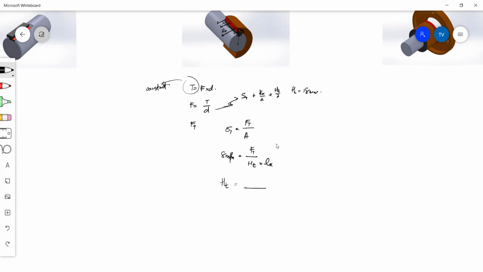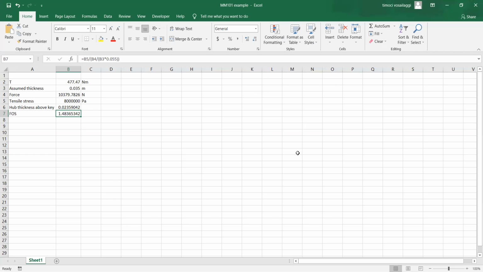And this is an iterative process. So you'll keep doing this calculation and keep changing the assumed hub thickness until you get an ideal thickness. What I mean by that is I'll show you what I've done using an Excel sheet. Excel is one of the most powerful tools that an engineer can use. If you can learn how to use Excel effectively and use the functions of Excel, it'll be a great help to you. You can do lots of complex calculations very quickly.